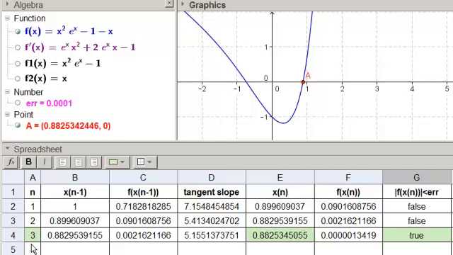Here is Newton-Raphson's method down here. Looks exactly the same as ours. On the third iteration, we get a true here for the value 0.88253, etc. And there's our third iteration. So that is the end of our second example using Newton-Raphson's method.